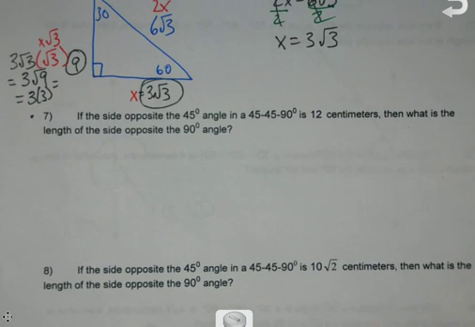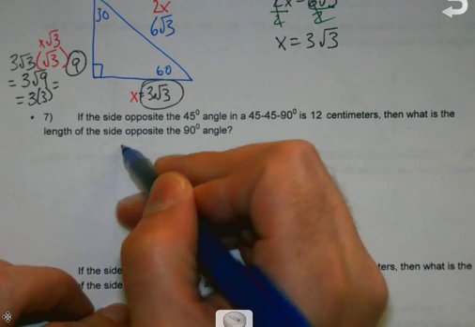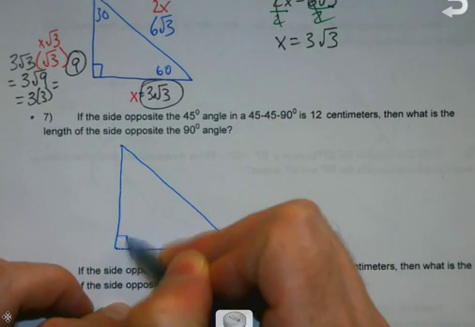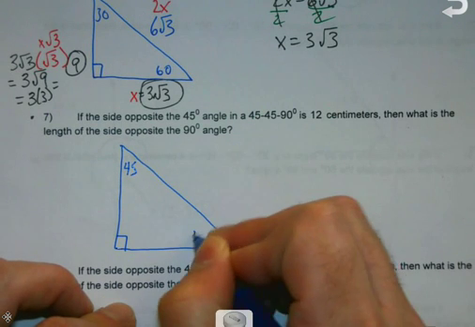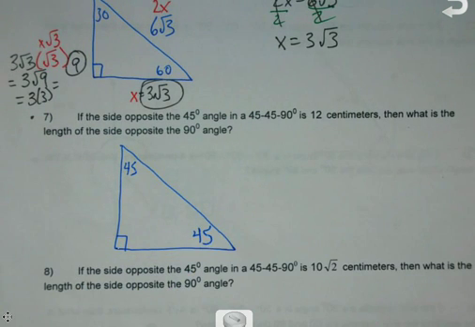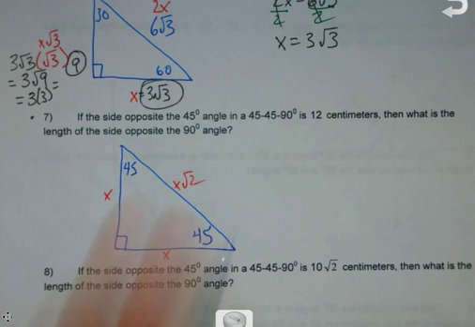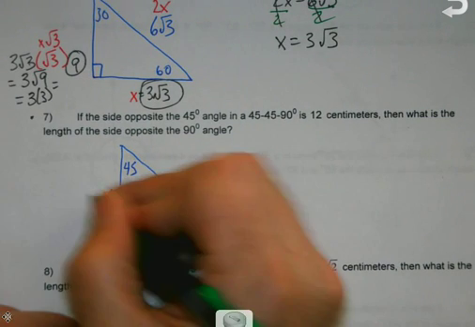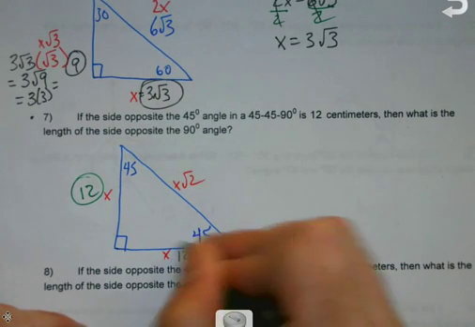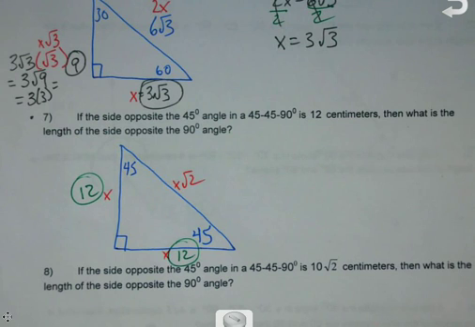All right, finally to 45, 45, 90s here. If the side opposite the 45-degree angle in a 45, 45, 90 is 12 centimeters, you're like, wait, there's two 45s. How do I know which one? Remember, x, x, x square root of 2. They're the same thing. So I'm telling you that both of these sides are 12. There's only one thing you've got to find.